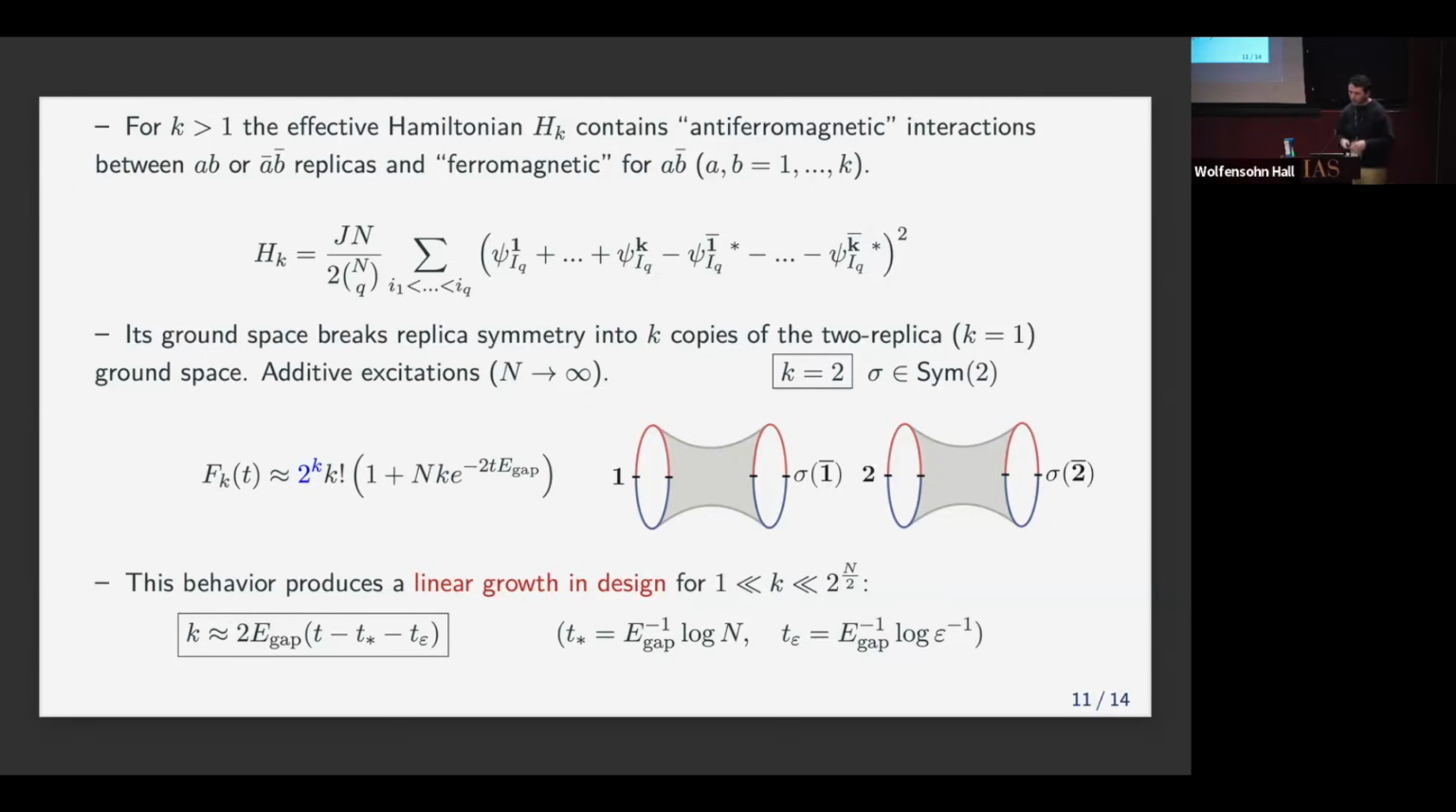Okay? There is also some onset time of this linear growth owing to the fact that there are higher excitations on these wormholes that have to decay. And then there is some other time scale associated to the degree of approximation that we're making by approximating F_k(t) by k factorial. So F_k(t) actually never becomes k factorial, only at infinite times. This t_epsilon is just the degree of approximation in our definition of approximate quantum state k-design.